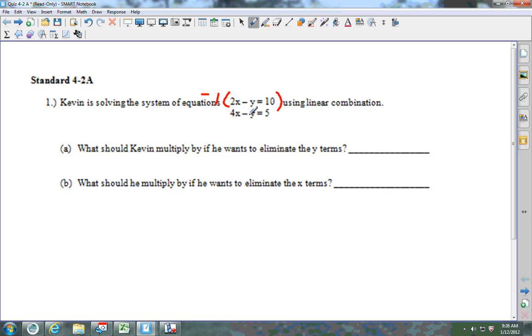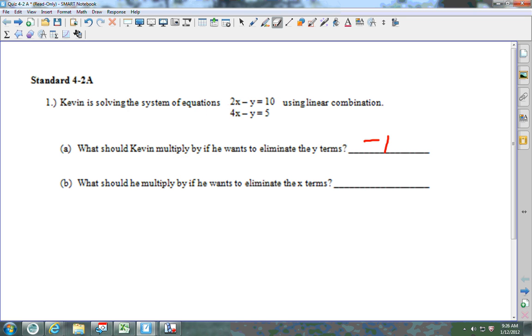Does it have to just be this top one? No. It could be the bottom one, because either way, you just need to change one of the two equations to a positive y. You're multiplying by a -1, not a -1y. Okay, you're not multiplying by letters, you're multiplying by that number.